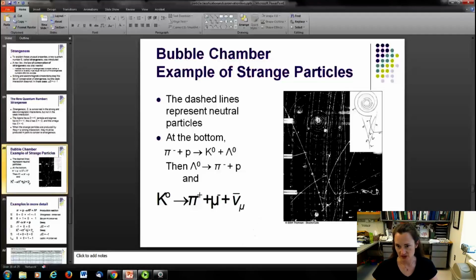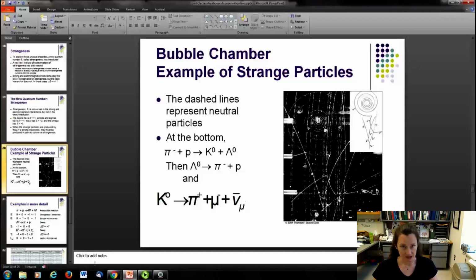Now at the bottom, there's a little area that has been zoomed in on, and you have this cool little pathway where they figured out what all these particles are. Here are the reactions. You have a pi meson plus a proton colliding and creating a kaon and a lambda particle. Then that lambda particle subsequently decays into a pion and a proton. And your kaon subsequently decays into the antiparticle of the pion, a muon, and the muon antiparticle neutrino. So that's what's going on.